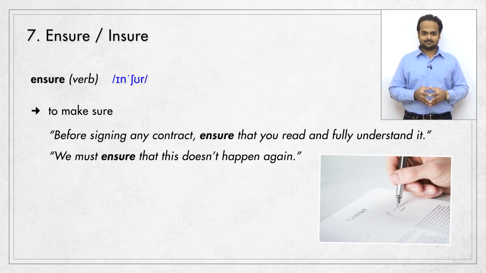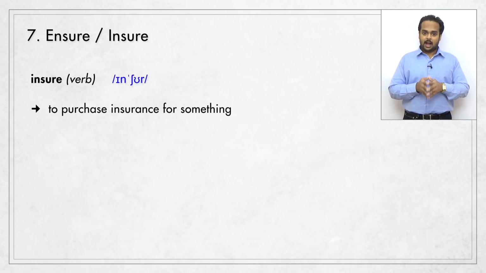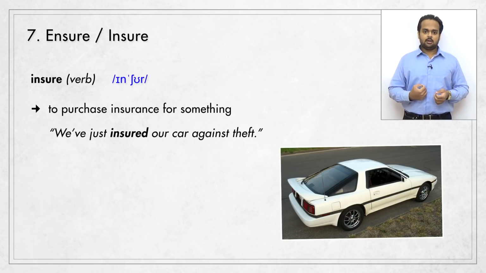The word insure with I at the beginning is also a verb, and it means to purchase insurance for something. For example, we've just insured our car against theft. That means if our car gets stolen, the insurance company will pay us some amount of money.